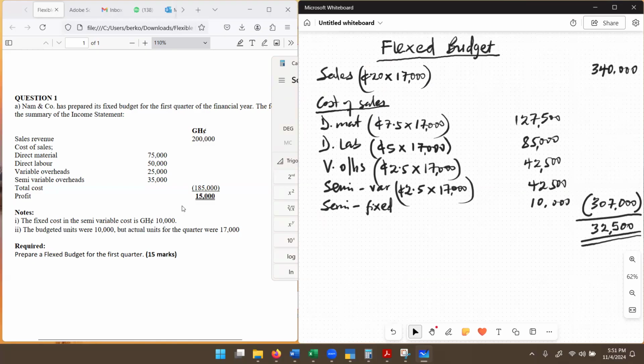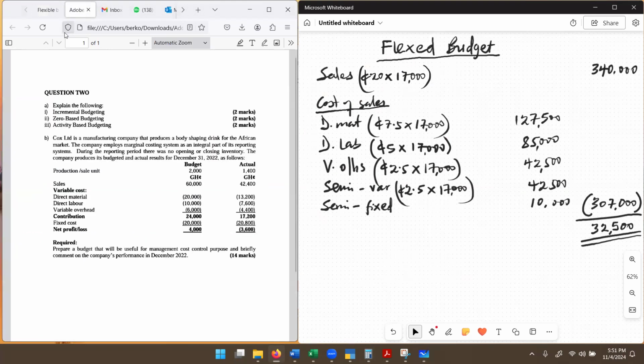As simple as that. So just look for the fixed cost. As for the fixed cost, it won't change, it remains the same. For the sales, look for the original selling price and multiply it with the new activity level. For the variable cost, look for the variable cost per unit and multiply with the new activity level. That's all.